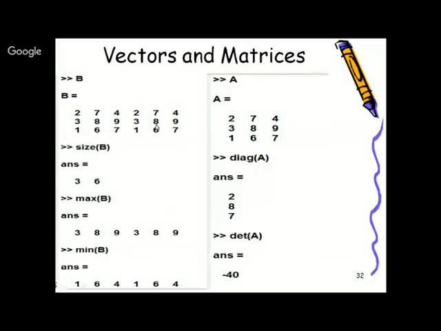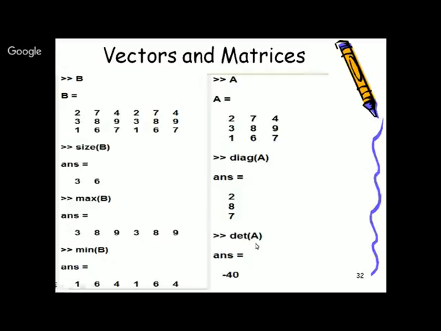If a matrix is given, size will give you that it is a 3 by 6 matrix. Max will give you the maximum values of all the columns. Min will give you the minimum values. Diag will give you the diagonal values, but it will operate only on square matrices. On this matrix diag will not work, so I have taken another matrix. On that, diag will give you the diagonal values.